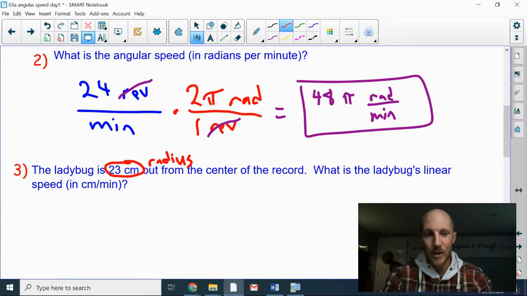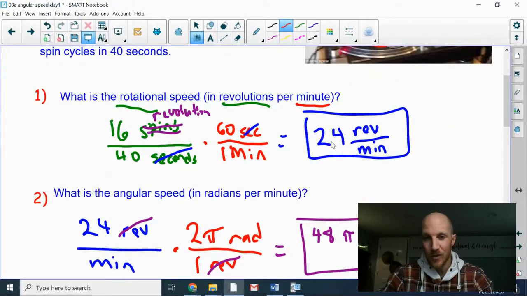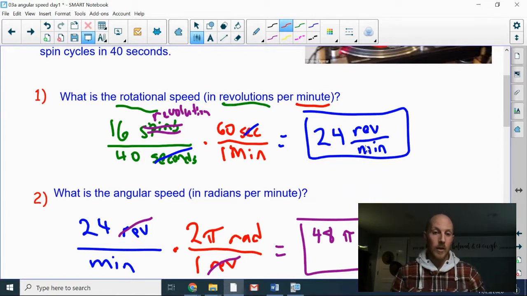All right, we want to find the linear speed, and the directions are asking us for centimeters per minute. Okay, we have 2 options for how we can get to linear speed. One option is we can use the previous answer from number 2, our angular speed, 48 pi radians per minute. We can convert that to a linear speed. Or other option is we could back up all the way to number 1. We can take this rotational speed of 24 revolutions per minute, and we can convert that to linear speed. It doesn't matter which one we choose. You're going to get the same answer either way. It's just a matter of you can use a different conversion factor and a different starting point.